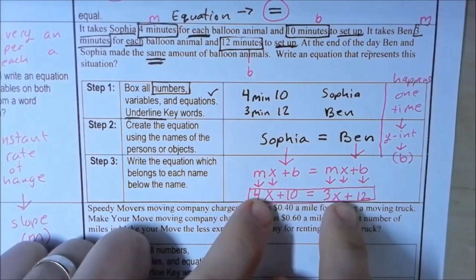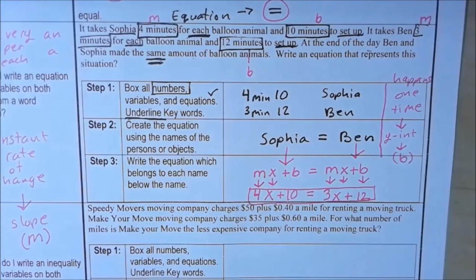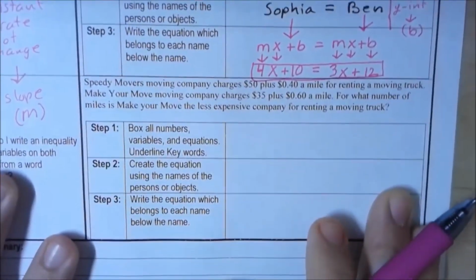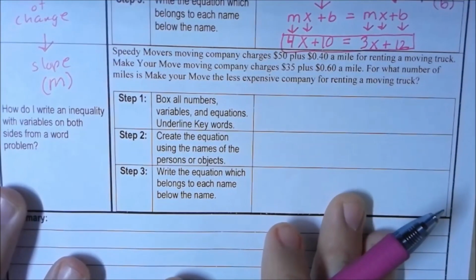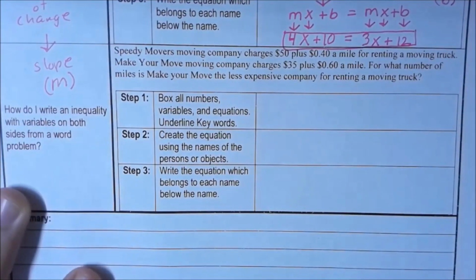This will actually let us see the point in time where they had the same amount. So let's go ahead and move this up now. Let's look at the next one. The next one is going to be an inequality. This one was an equation, we used an equal sign. This one's going to be an inequality.